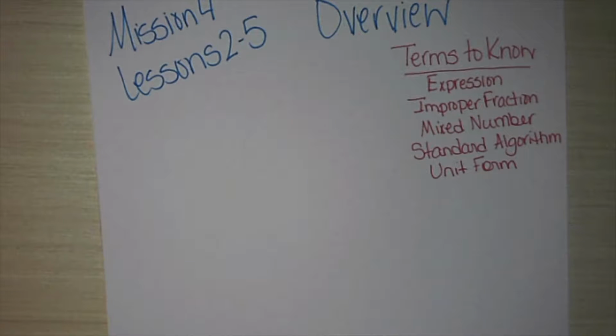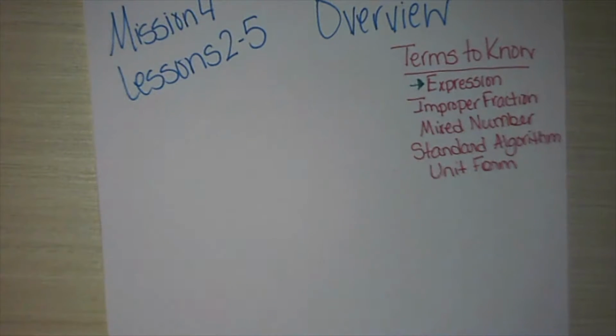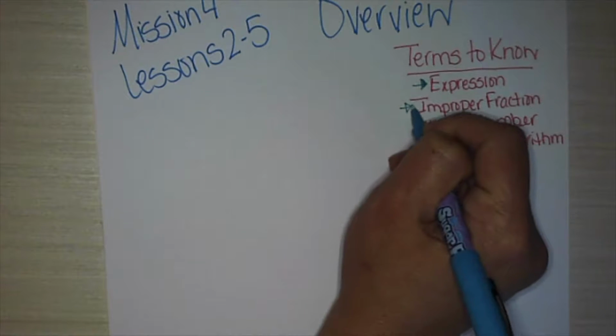This is Mission 4, Lessons 2 through 5 overview. Let's talk about some of the vocabulary. The first term that you need to know is expression, and we've been doing expressions for a long time. An expression is any combination of sums, differences, products, or divisions of numbers that evaluates to another number. Expressions do not have an equal sign. So it's any problem that you write out, whether it be addition, subtraction, multiplication, or division, but it does not have an equal sign.